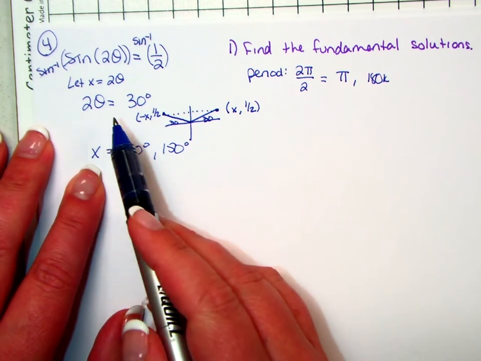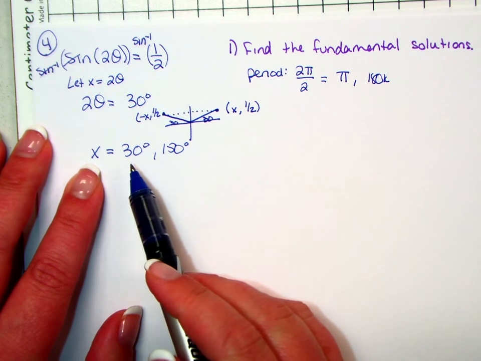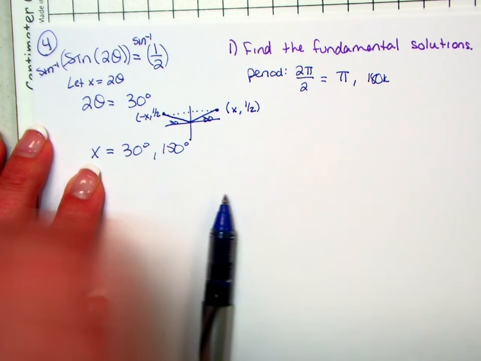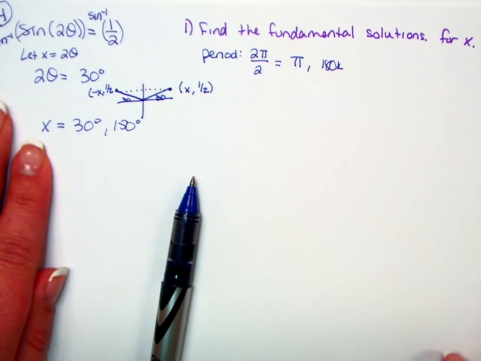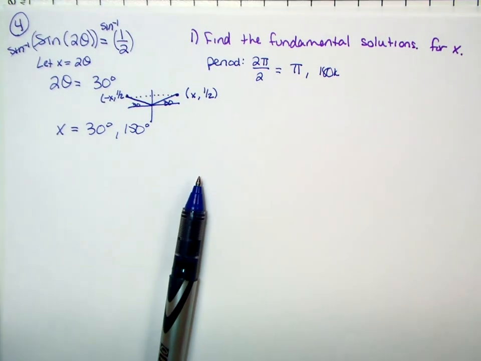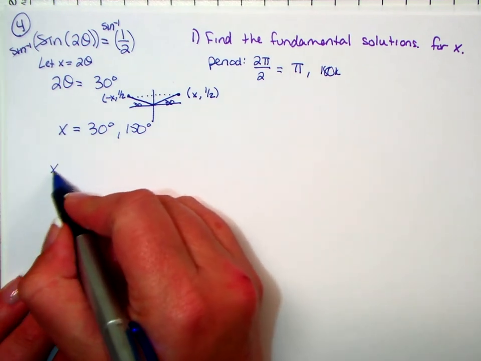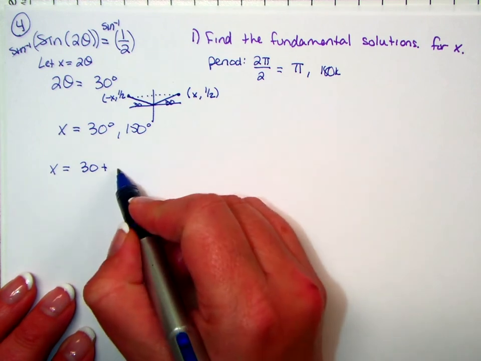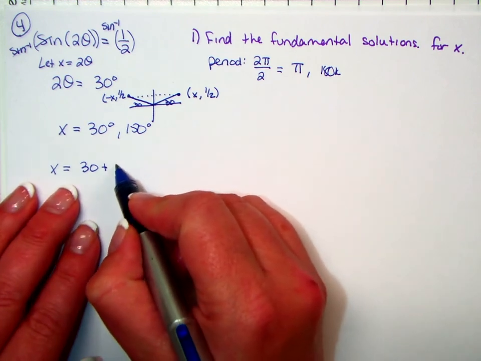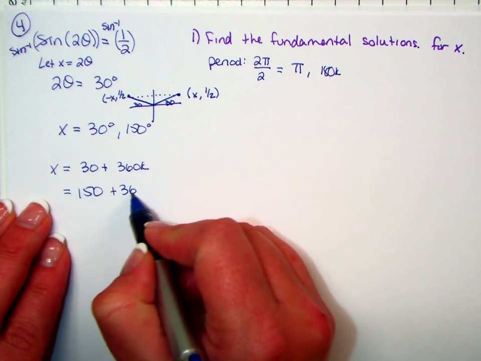But we're not trying to solve for x, we're trying to solve for 2 theta. So what we want to do here is find all the fundamental solutions for x and then convert it to theta. All right? Let me scoot that over. Find all the fundamental solutions for x first. So the fundamental solutions for x are x equals 30 plus 360k, and x equals 150 plus 360k, right?